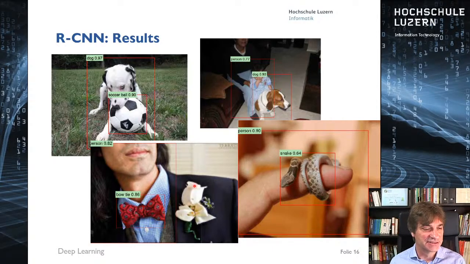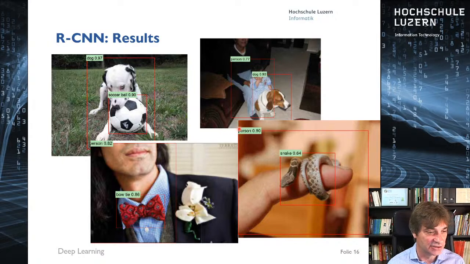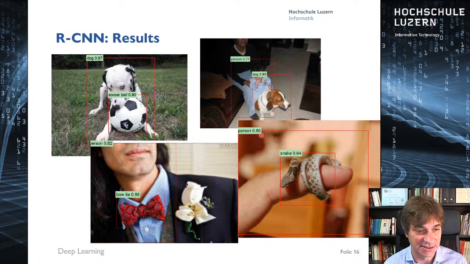So these are some results of this RCNN approach, which are actually quite good, I would say. I think we've seen the results before. You can detect objects of different sizes in different subregions here, usually with quite a good accuracy rate. The number here is the probability that the feature detector assigned to that class.